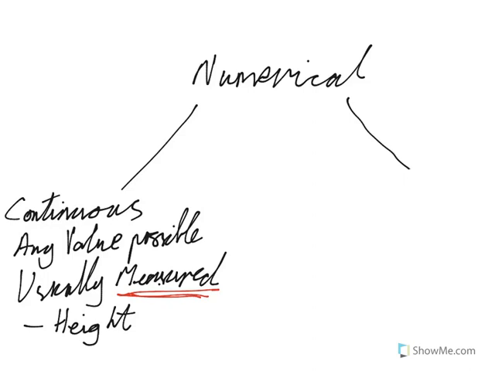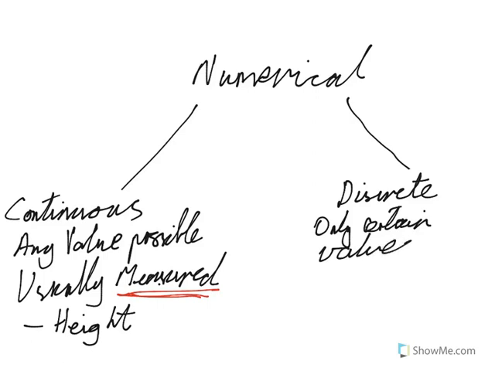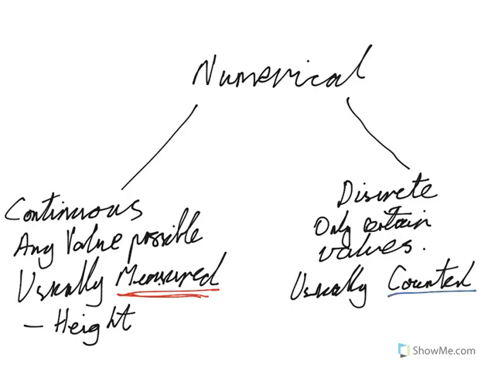So the other type of numerical data is what we call discrete. And discrete, we only have certain values. So usually discrete data is counted. So like goals scored, for example.